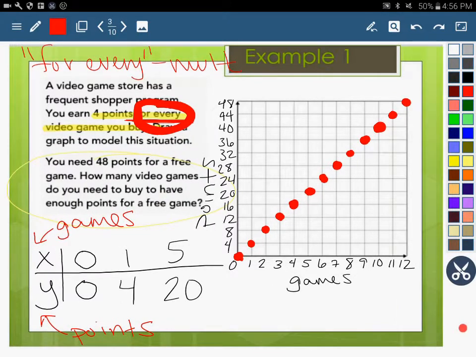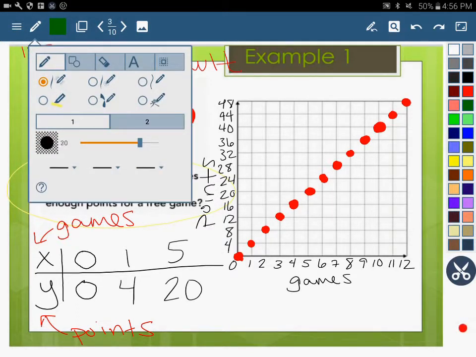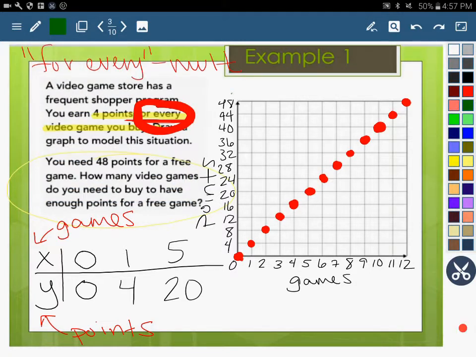Now I can actually answer that question. You need 48 points for a free game. How many video games do you need to buy to have enough points for a free game? If I look at where 48 points is, let me change my pen size here. Okay, if I look where 48 points is, right there, and I were to find the coordinate that is sitting across from 48 points, and I figure out what the x value is of that coordinate, that's going to give me how many games I have to buy to earn 48 points, which is 12 games.